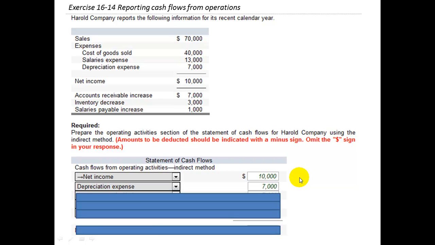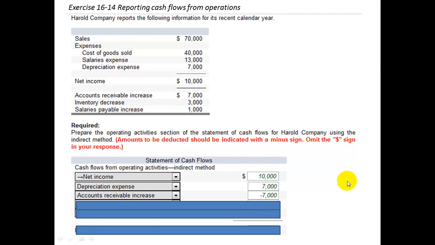Then we have depreciation expense. And notice that depreciation expense was subtracted along with these other expenses from sales to come up with net income. And I said before that depreciation expense is a non-cash item. So therefore, if you want to get the true cash from operations, you add this back to the $10,000.